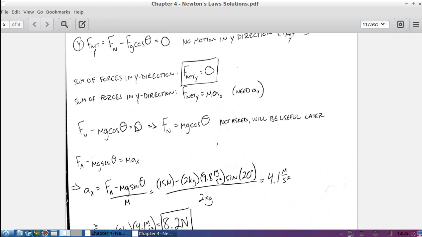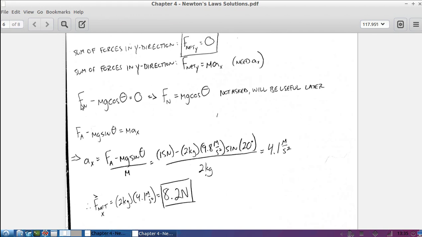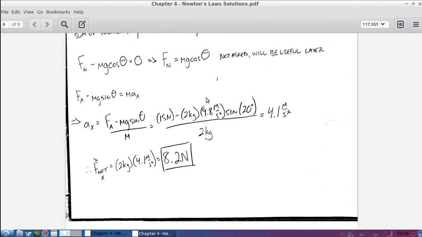Let's just solve F net in the y direction for the future because we'll need this term. All right, normal minus the y component of gravity: F sub n minus mg cosine theta is equal to 0. Add this term to both sides. I know the normal force. Again, I'm not asked for the normal force, but this is going to come in handy later. So the normal is not equal to mg now. It's equal to mg cosine theta.